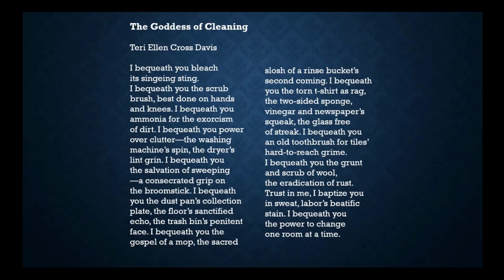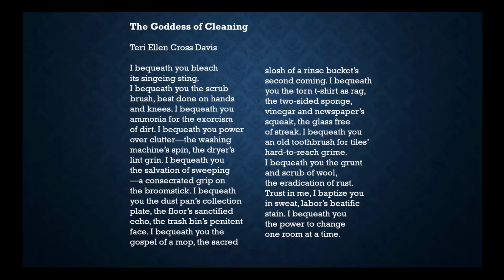I bequeath you the gospel of a mop, the sacred slosh of a rinse bucket's second coming. I bequeath you the torn t-shirt as rag, the two-sided sponge, vinegar and newspaper squeak, the glass free of streak. I bequeath you an old toothbrush for tiles hard to reach grind. I bequeath you the grunt and scrub of wool, the eradication of rust.